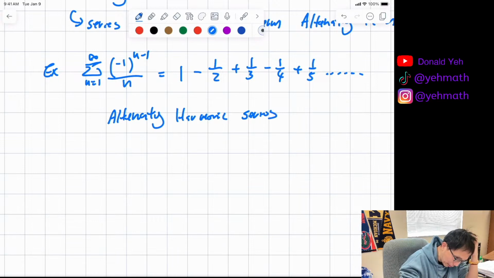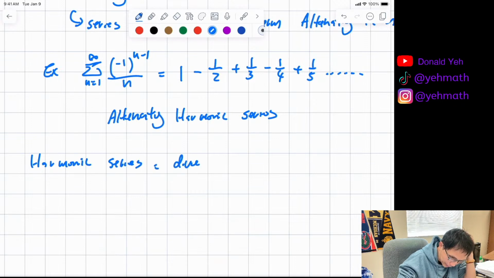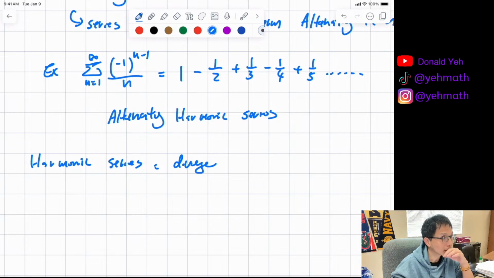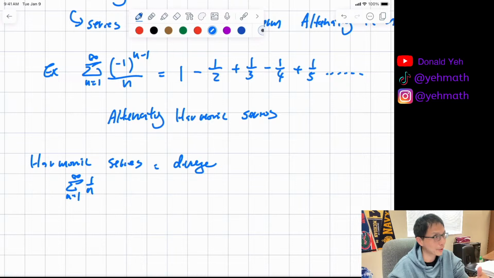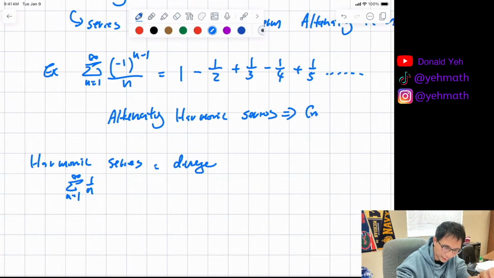Now we know the harmonic series, does it diverge or converge? It diverges. The harmonic series, which is the summation of n equal to 1 to infinity of 1 over n, always diverges, but the alternating harmonic series actually converges.